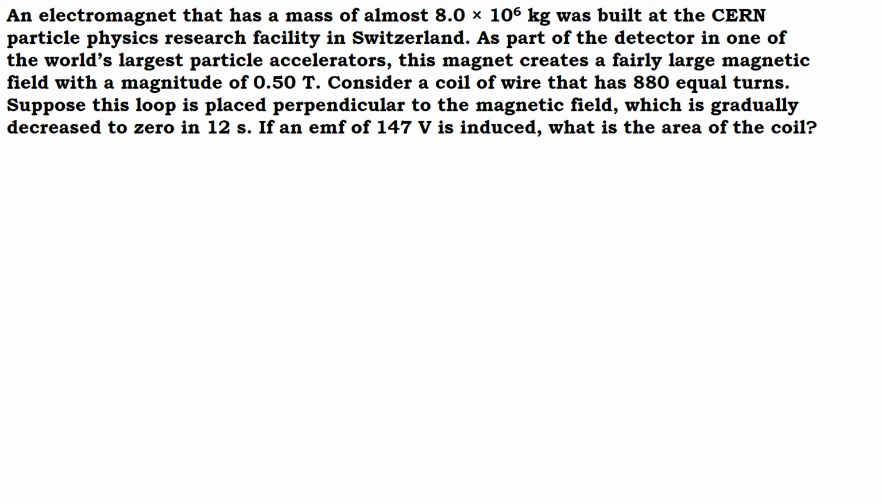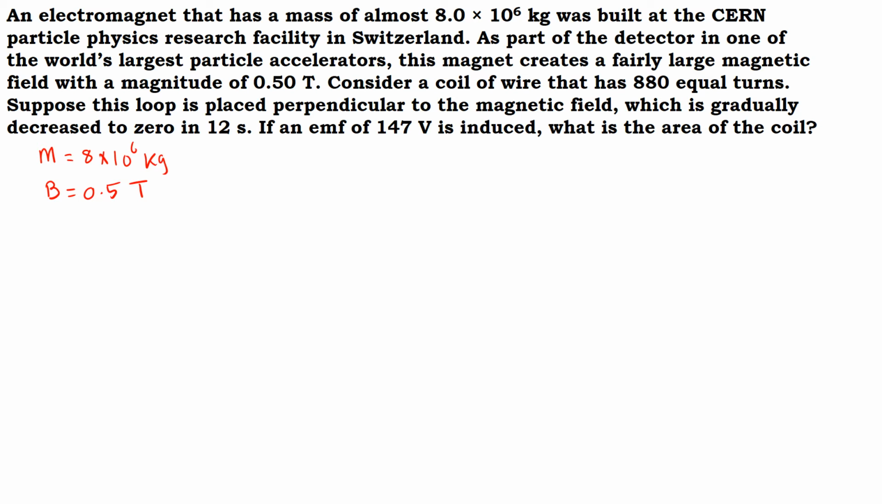An electromagnet that has a mass of almost 8 times 10 to the power of 6 kilograms was built at the CERN Particle Physics Research Facility. As a part of the detector in one of the world's largest particle accelerators, this magnet creates a fairly large magnetic field, with a magnitude or strength of 0.5 Tesla.